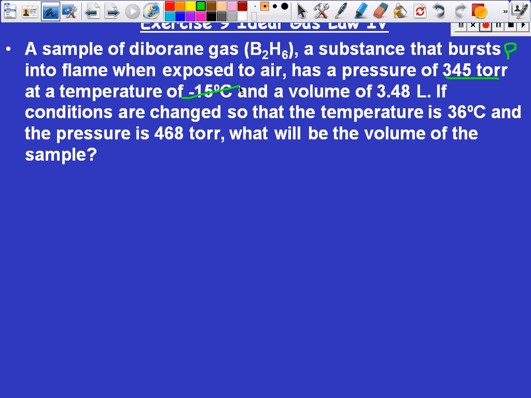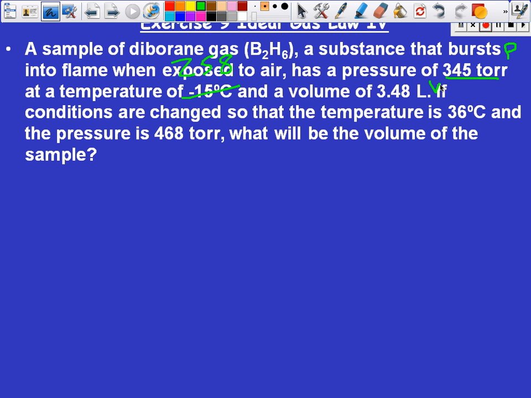All right. We know we got to get rid of that, so we're going to add 273 to that, which actually turns it into 258. And a volume of 3.48 liters. All right, so they give us a V. So far we have a P, a T, and a V.